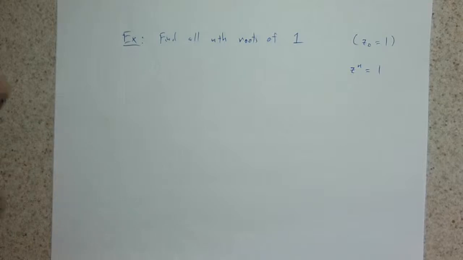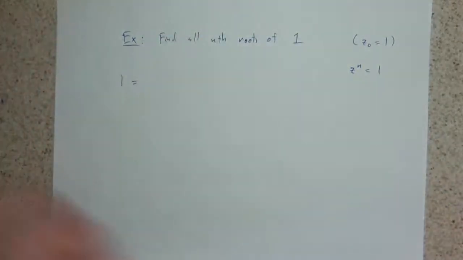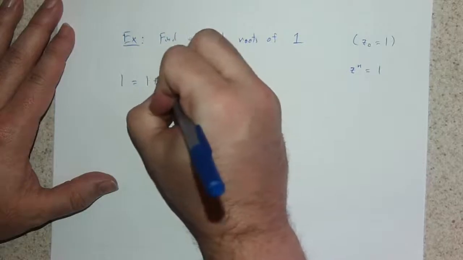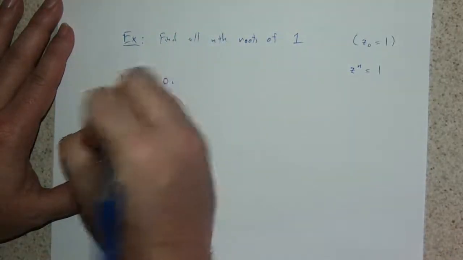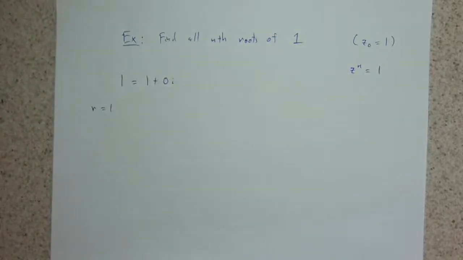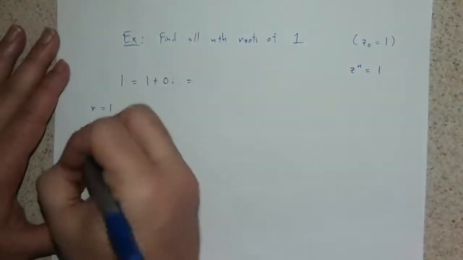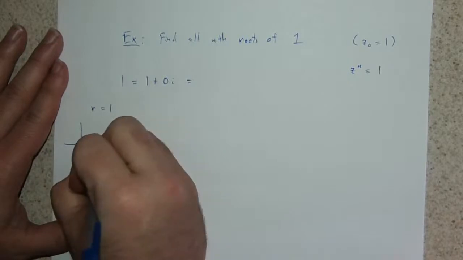Okay, well, as with all of these, I begin by putting 1 into exponential form. Well, 1 is, of course, the complex number 1 plus 0i. So r is 1, right? Square root of 1 squared plus 0 squared, that's 1. And thinking about where this is in the complex plane, there it is, there's 1.